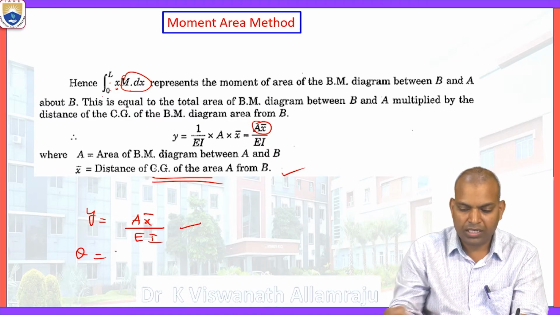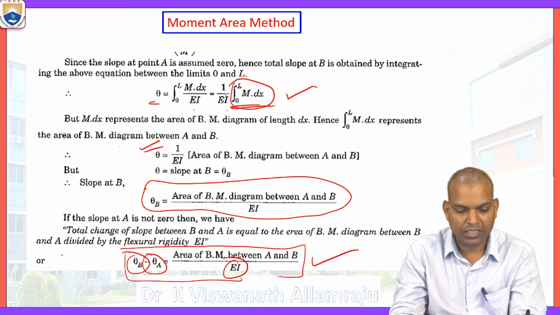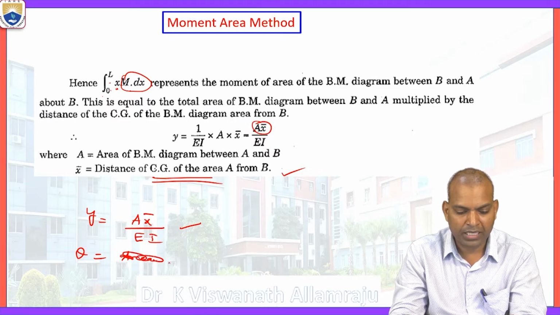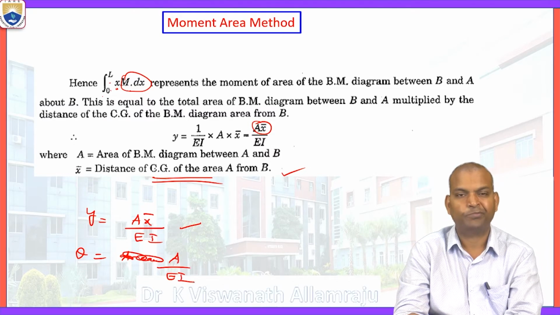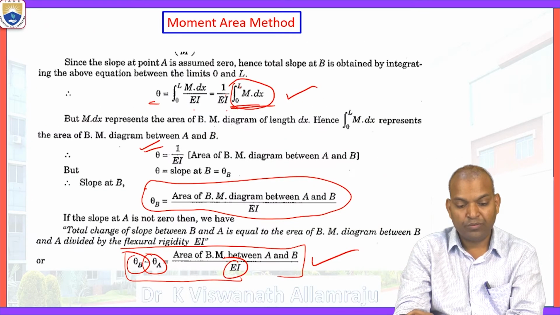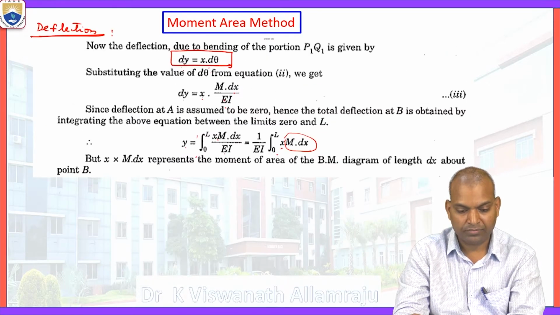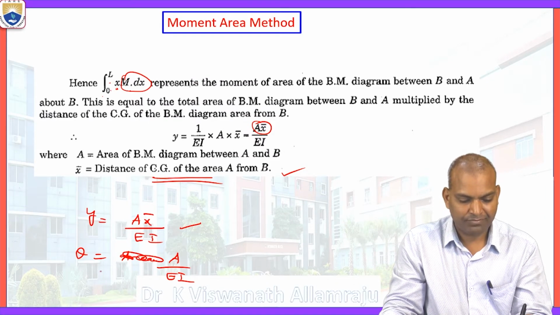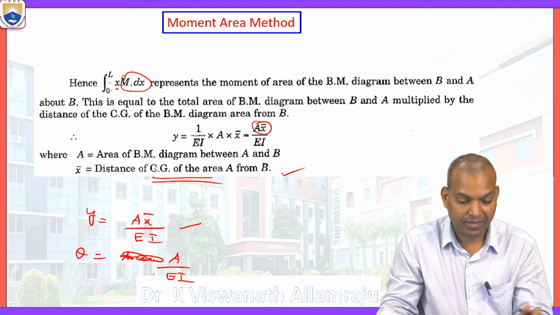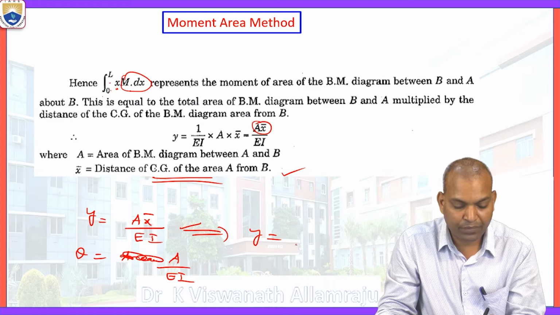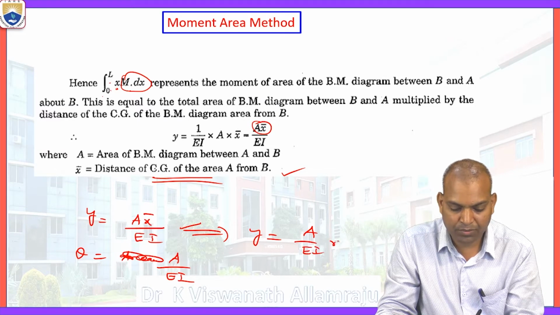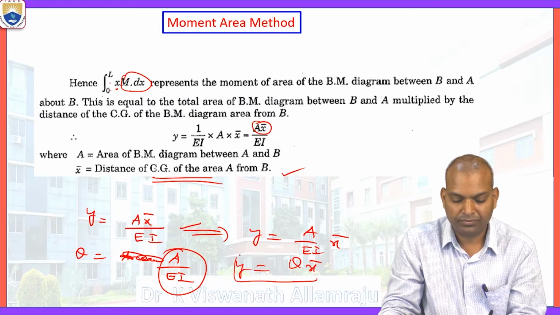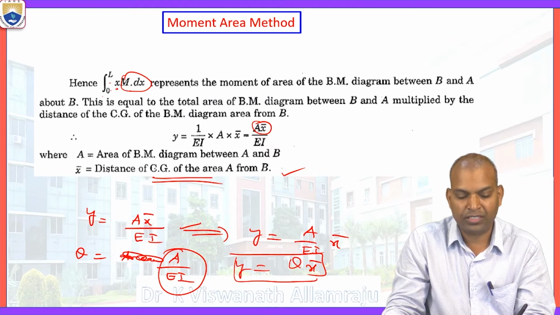And another value, theta, what is the theta value? Theta equals the area of the bending moment diagram, A by EI, between A and B. So now the relation: y, the deflection, equals A by EI times x bar. This A by EI means theta. So can we write it like that? Theta times x bar. That's what we understood here.